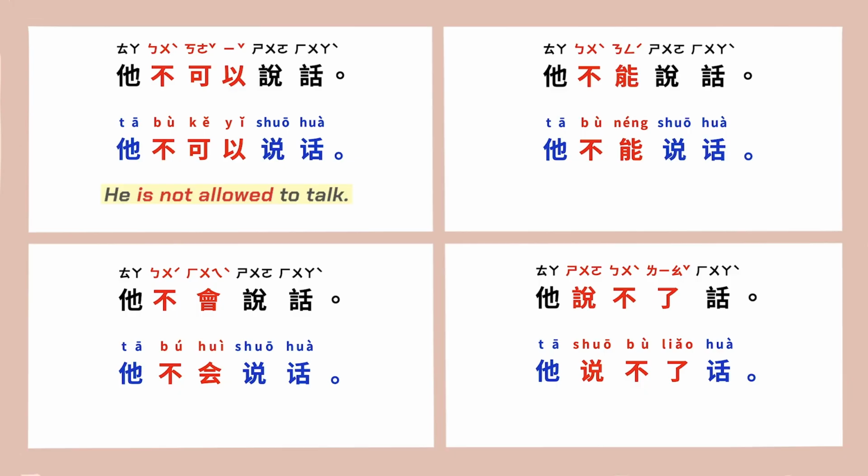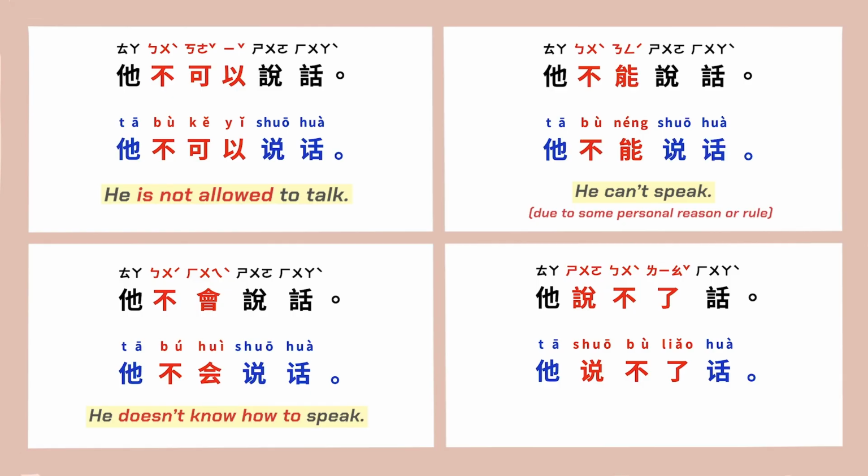他不可以说话. He's not allowed to talk. 他不能说话. He can't speak due to some personal reason or rule. 他不会说话. He doesn't know how to speak. 他说不了话. He can't speak even if he wanted to.